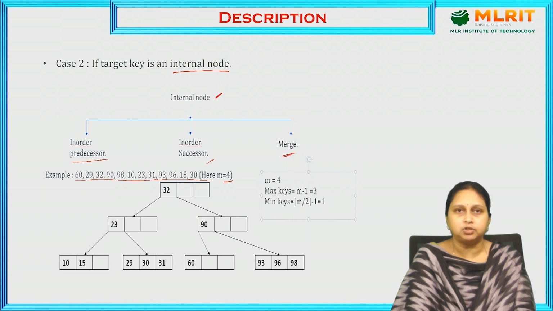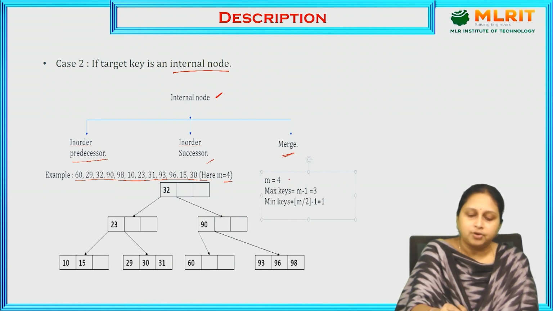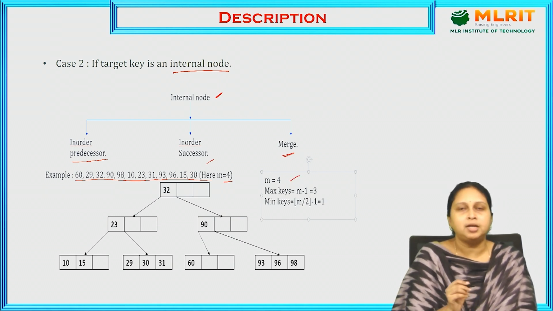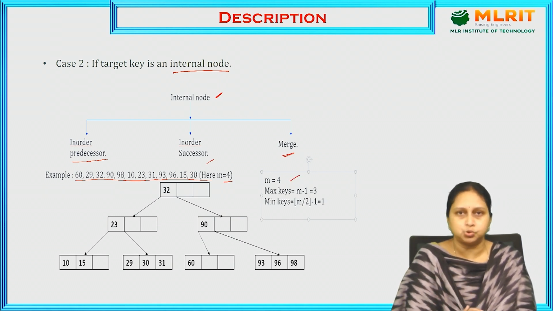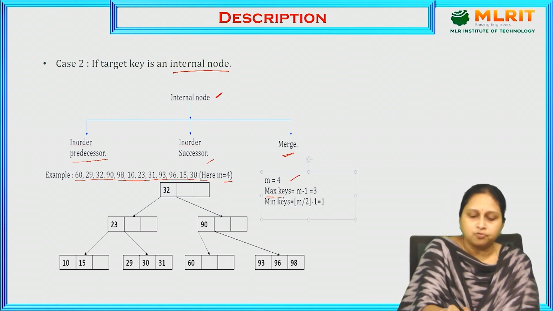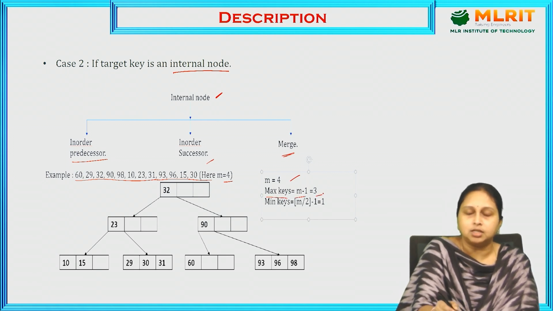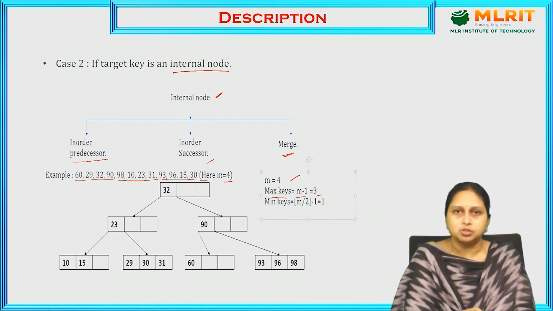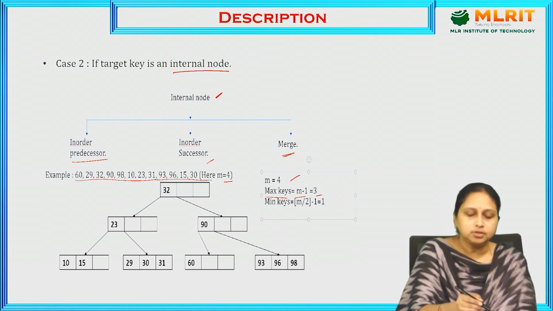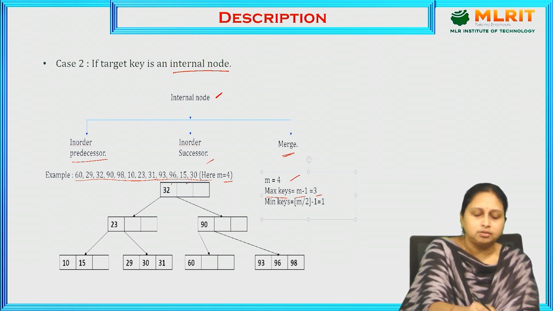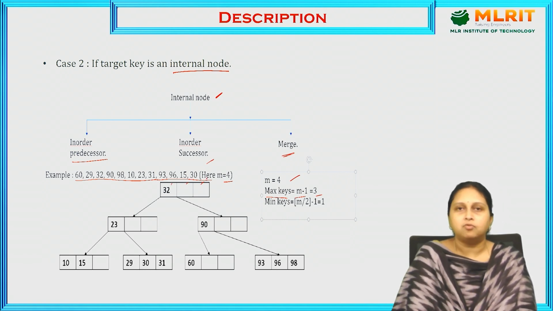Okay. Now consider this example where we have constructed a B-tree of order 4. Here m equal to 4. From this m equal to 4, how many maximum keys can I store? Maximum number of keys equals m minus 1, that is 4 minus 1, which is 3. Here I can store 3 keys. And how many minimum keys do I need to maintain?